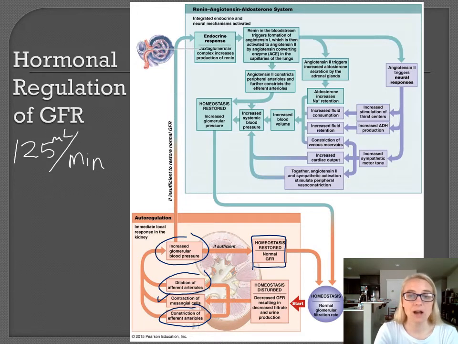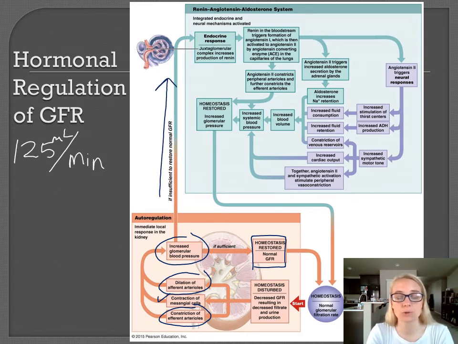If that's not enough, we can go up here into this path and try to trigger a system-wide increase in blood pressure. Because if we don't have a system-wide increase in blood pressure, the autoregulation is only going to work for so long, and we can't completely shut down the efferent arteriole, otherwise that is just not possible.